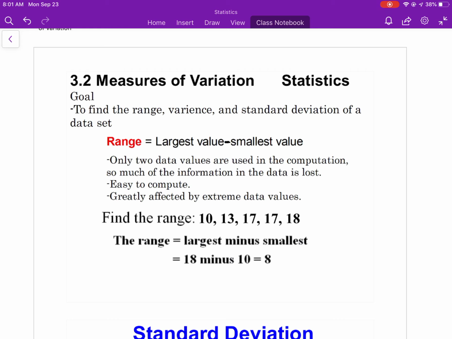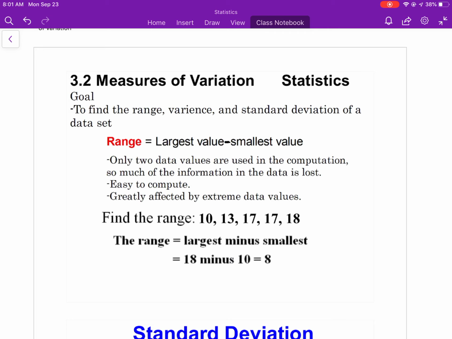The one that you've probably talked about before in an Algebra 1 class or maybe a middle school class would be range. Now that's just your largest value minus the smallest value. Only two pieces of data are used in the computation, so much of the information of the data is lost. You could greatly affect that by taking an extreme data point. So you could have an outlier at the very top or at the very bottom, and you come up with a range that's totally not realistic.